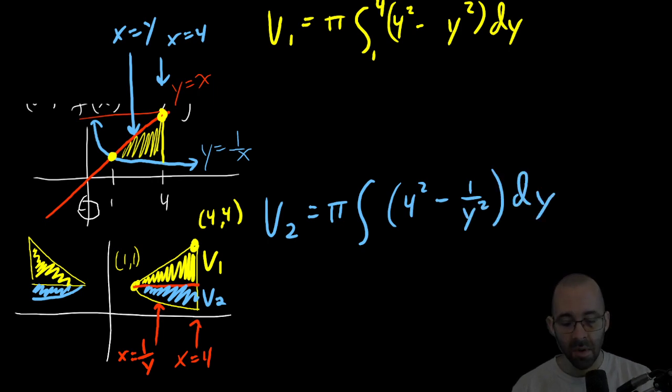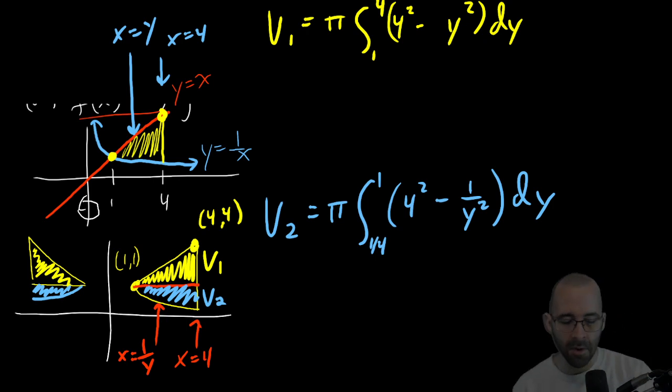What are the limits for this one? This one's maybe a little trickier. The upper y limit is still y equals 1. The lower y limit, let's look at this graph instead. When x equals 4, what is y? 1/4. It goes from 1/4 up to 1 here.